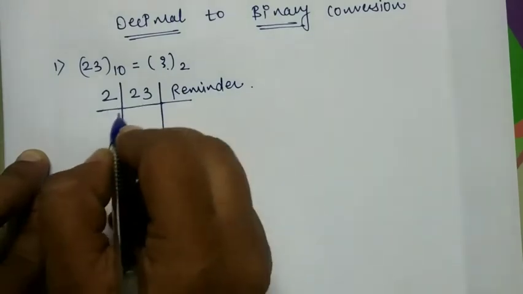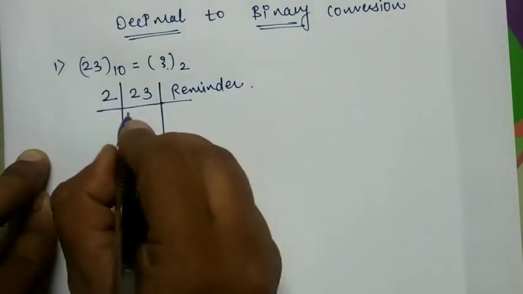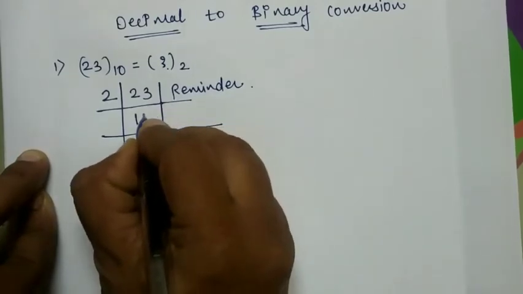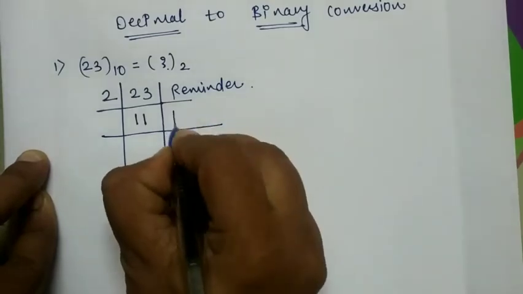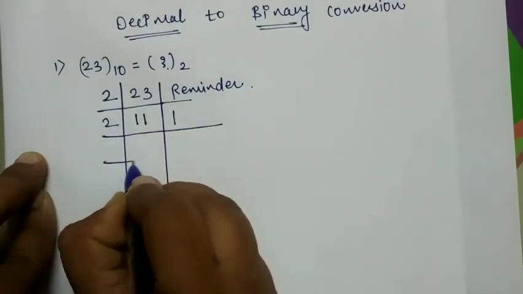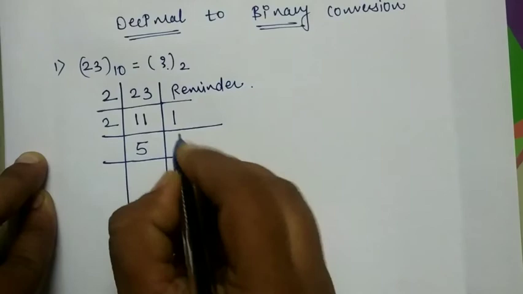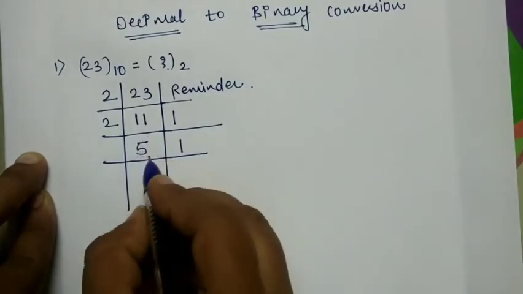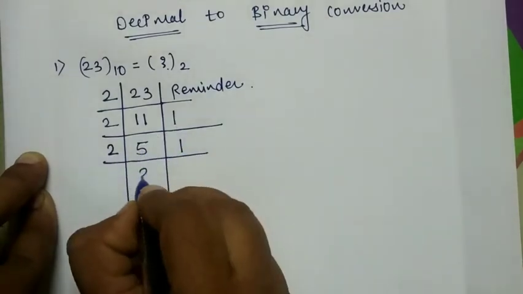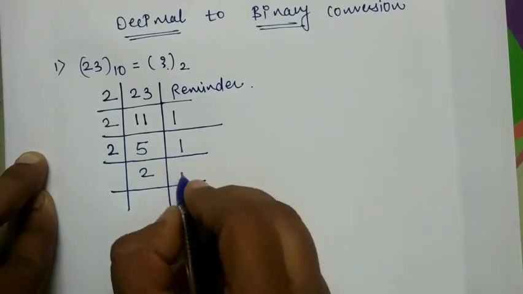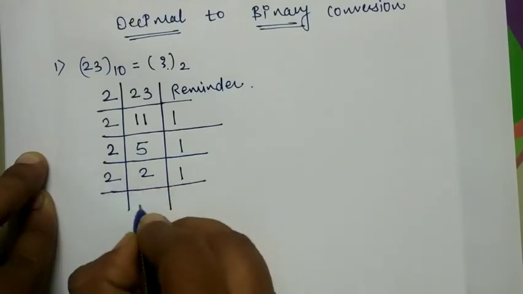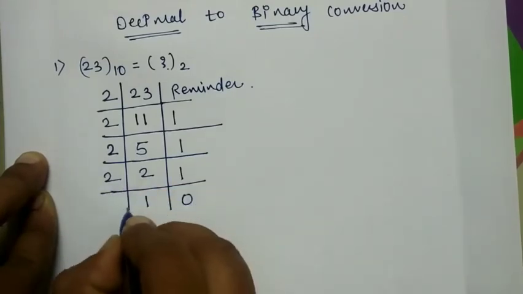So let us divide this 23 by 2. The quotient will come 11, since 2 ones are 2, 2 ones are 2, so the remainder is 1. If we again divide this 11 by 2, the quotient is 5 and the remainder is 1. If we again divide this 5 by 2, the quotient is 2 and the remainder is 1. Again if we divide this 2 by 2, the quotient is 1, remainder is 0.